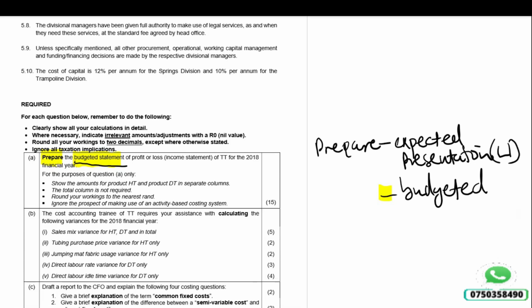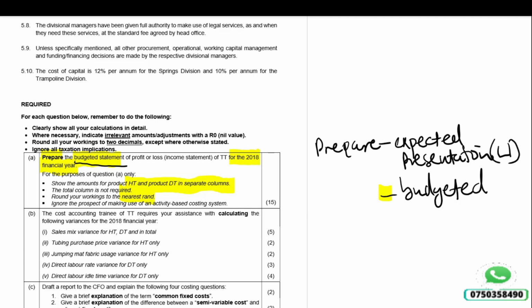So they say we need to do a budgeted profit and loss for TT for the 2018 financial year. It is also important that you master the period in which you're supposed to prepare the statement, because a question can provide information for 3 different periods, in a scenario that covers 2017 to 2019, and you need to know which period to use. They say show amounts for products HT and DT. They're producing 2 products, so we need 2 columns. The total is not required. Round all your workings to the nearest rand, and ignore the prospects of using ABC costing.